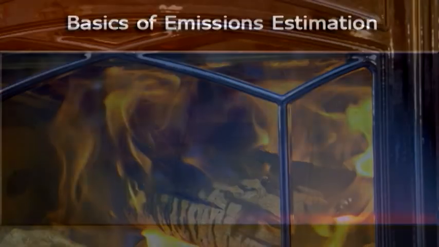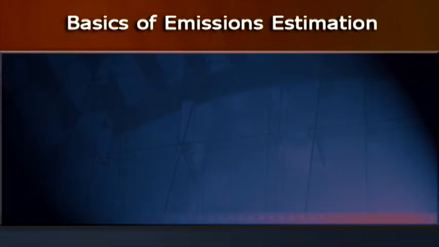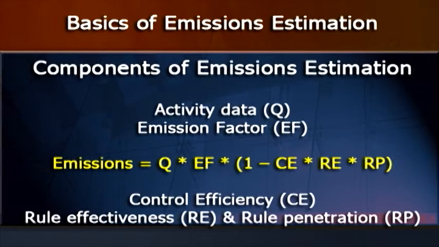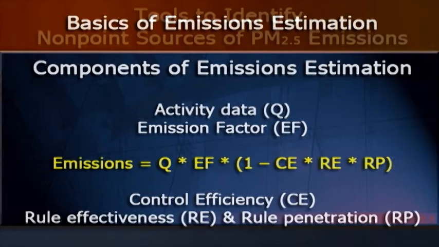Let's talk a bit about the basics of emissions estimation. Each source type is assigned a source classification code so that similar sources can be compared and tracked together. Most emissions calculations are of the form activity data, Q, times the emissions factor, EF. This represents the uncontrolled emissions. These emissions can be reduced by a factor of 1 minus the control efficiency times factors representing effectiveness in penetration of the regulations. This relationship is shown in the general equation.